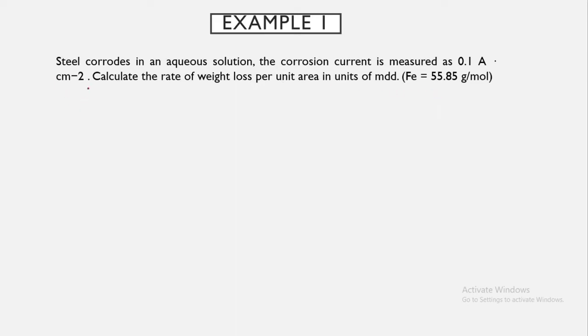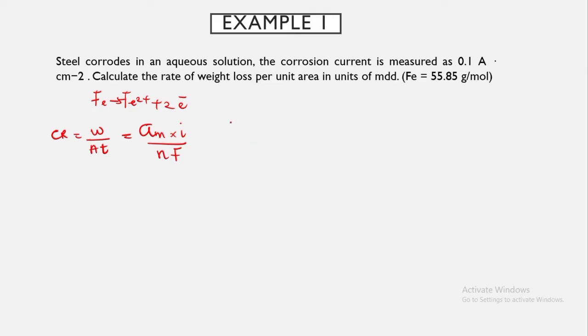So what you need to do now, first you need to write a reaction to know the number of electrons transferred. So iron undergoes this, we have Fe2+ plus 2 electrons. So we now know the number of electrons transferred. It's very important. Now for us to find it in MDD, corrosion rate is equal to the mass reacted over the time times the area, which is equal to the atomic weight times the corrosion current density, all over the number of electrons transferred times the Faraday constant.